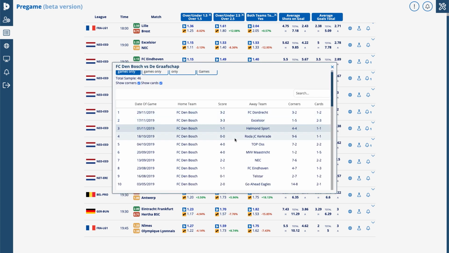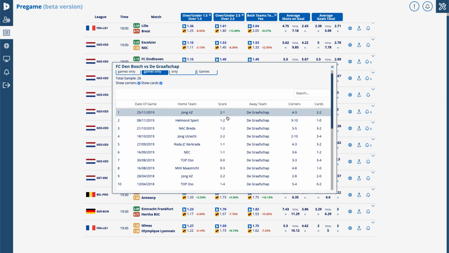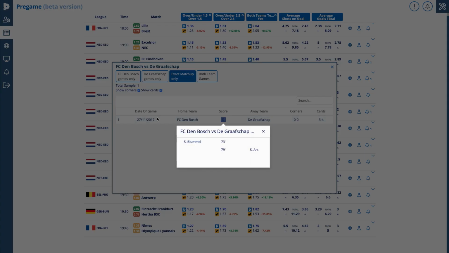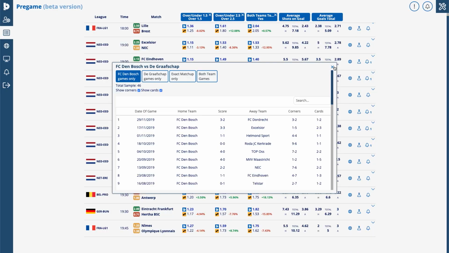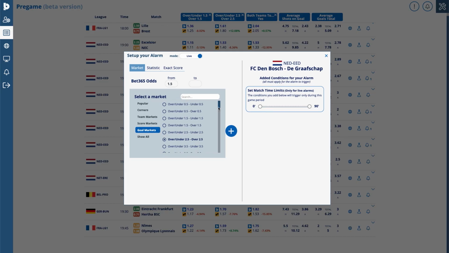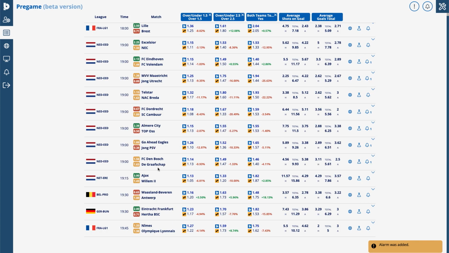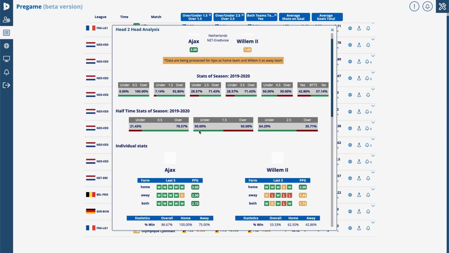Okay, so we have 1, 2, 3, 4, 5, just on the line. 1, 2, 3, 4, 5, 6, 7. Okay. Two games late. This is a good sign though. Late goals really fit with this strategy, because what we want is no goals in the first 20 minutes of the game, so the odds go to 2 or more. So let's add the alarm here. Ajax, Willem. Okay, very rarely do we see a game in which Ajax is not going to be like this.